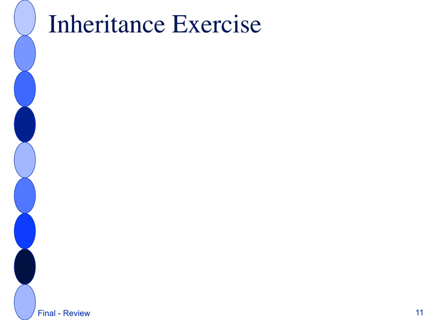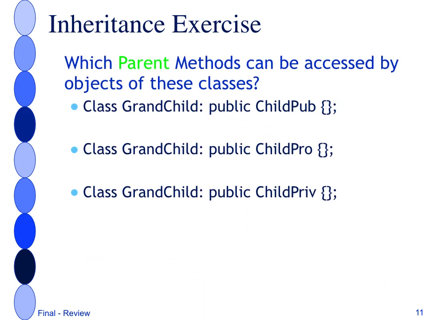Let's look at one more exercise here. What we wanted to do is find which parent methods can be accessed by objects of this class. Remember, objects can only see public. So what's going to happen here? We have a child public. Anything that is public, they would be able to see, right? Now with child pro, anything that was public became protected. Anything that was protected is still protected. Anything that's private is still private. So now they won't be able to see anything, because whatever was public is now protected.